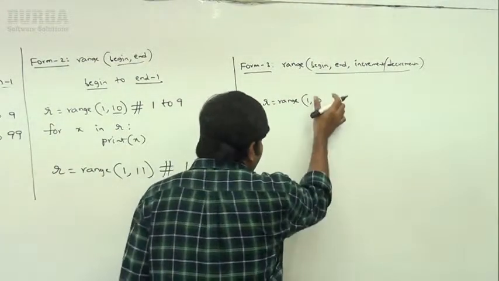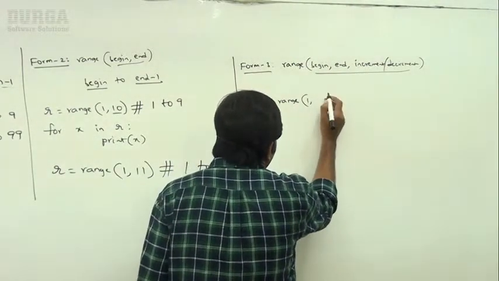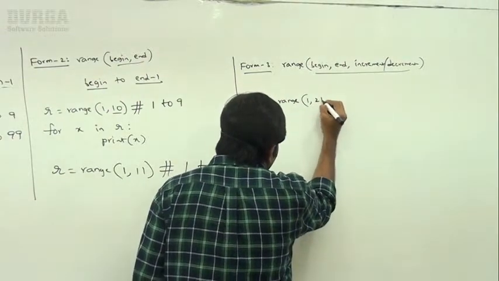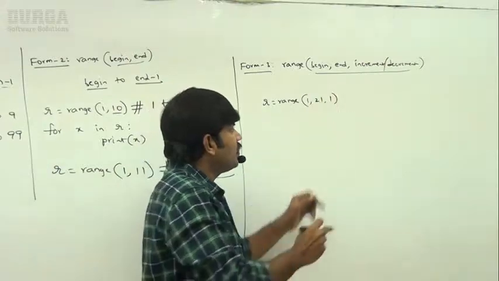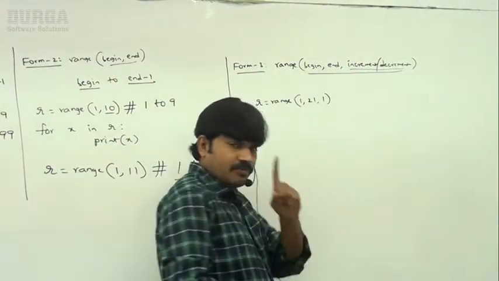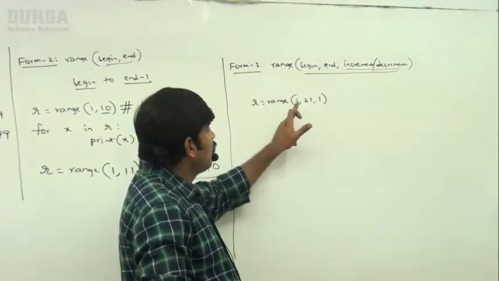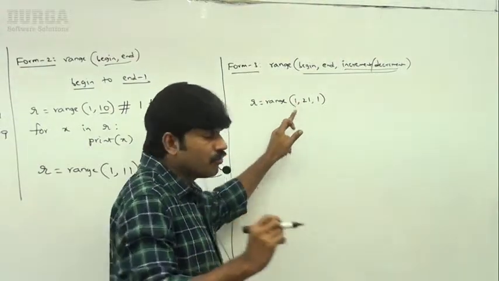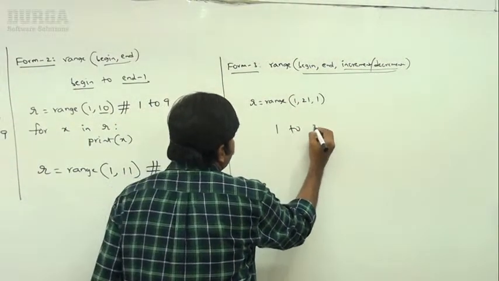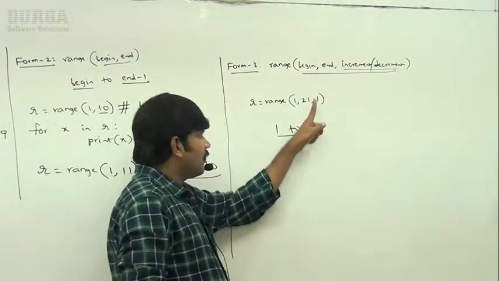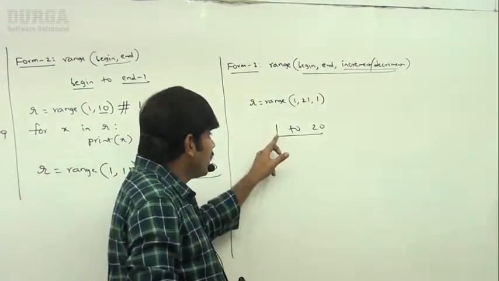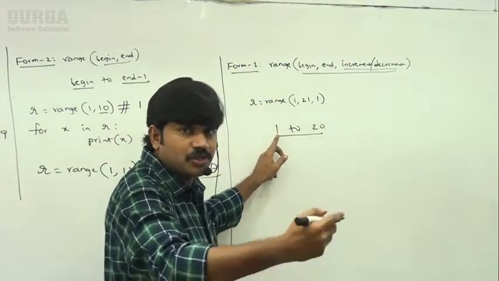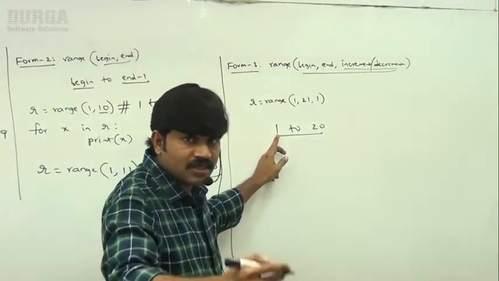Range of 1 comma 21 comma 1, I am taking. So the default value of increment and decrement is always 1 only. That means it first prints 1 to 20. Have you observed? 1 to 20, every time incrementing by 1. 1 incremented by 1 means 2, 2 incremented by 1 means 3.